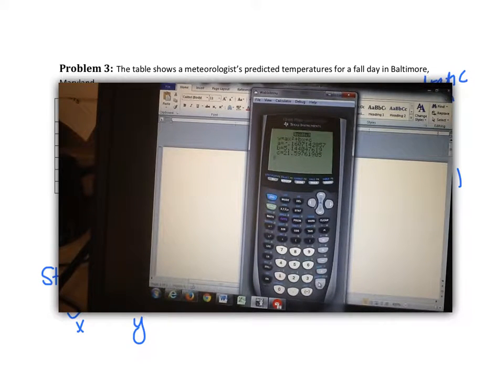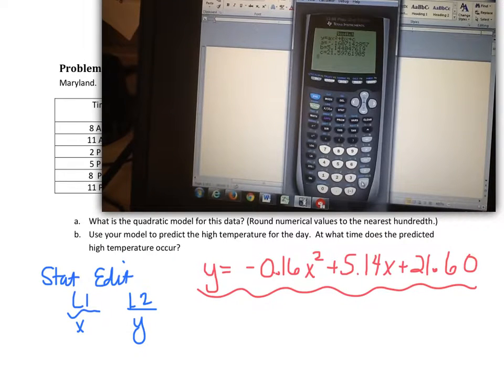And so we're going to get the equation from here. Y equals negative 0.16 x squared, we'll round to the nearest hundredth, plus 5.14x, plus 21.60 because of my A, B, and C values. So that is the answer to part A. And then part B says use your model to predict the high temperature for the day. And at what time does this predicted high temperature occur?